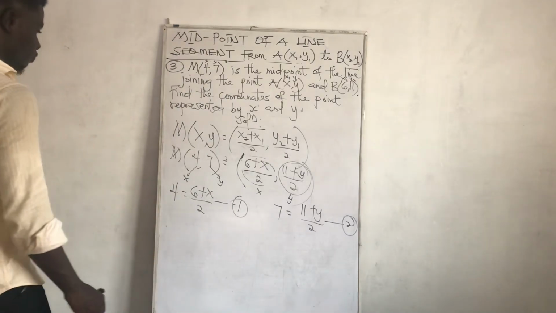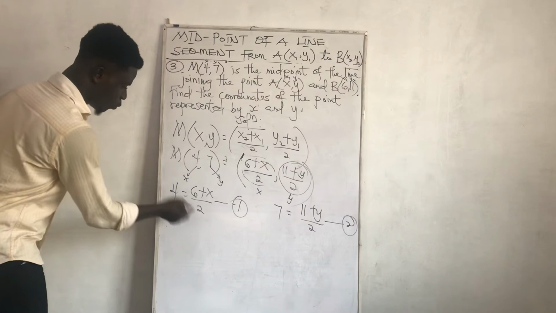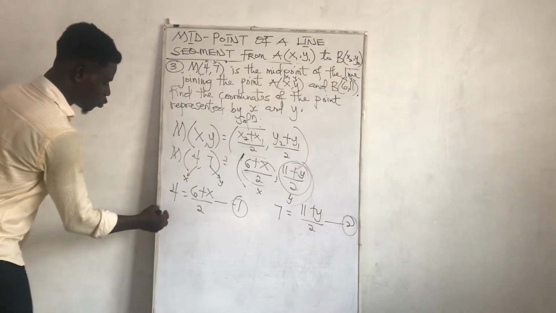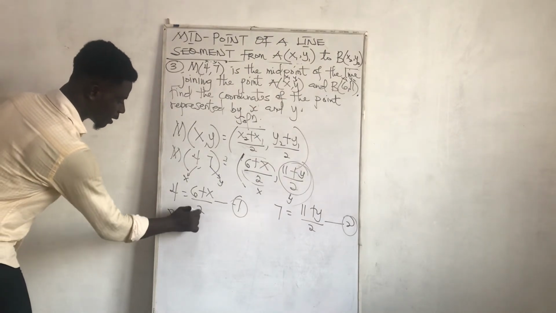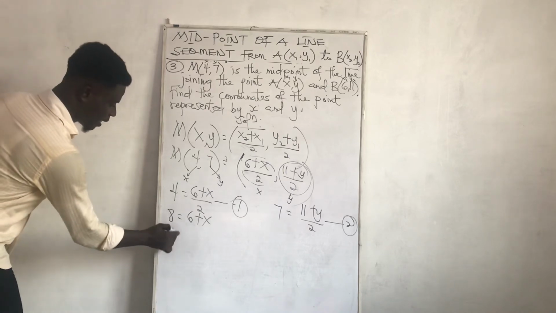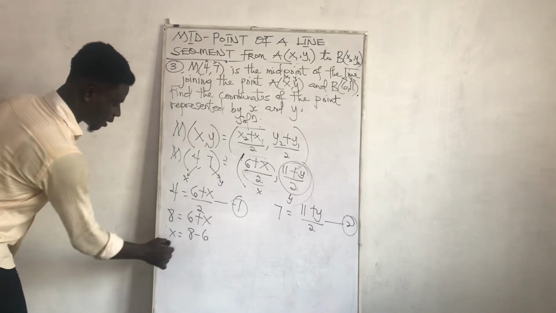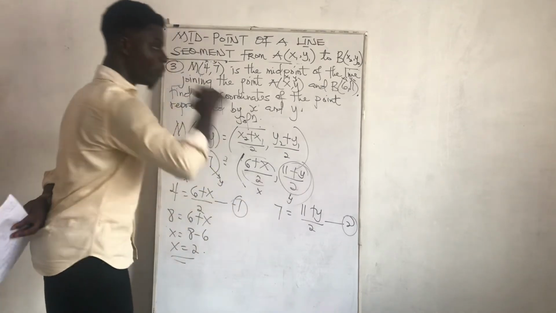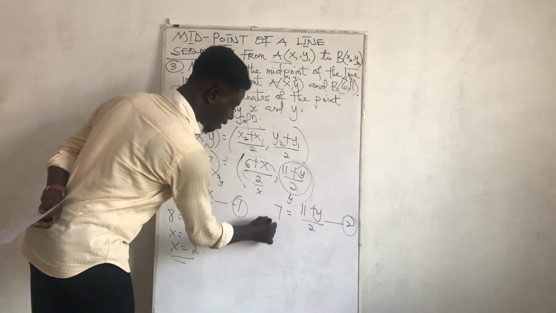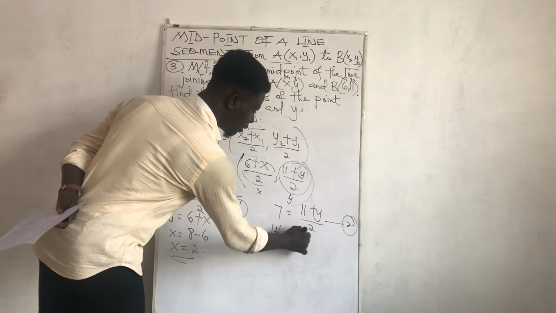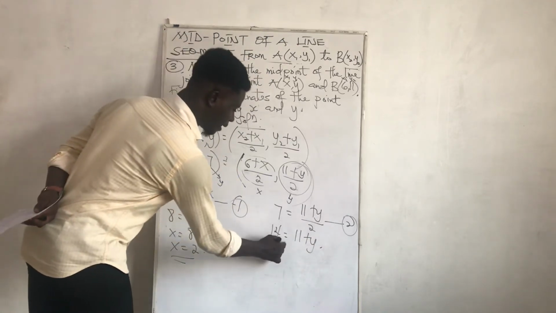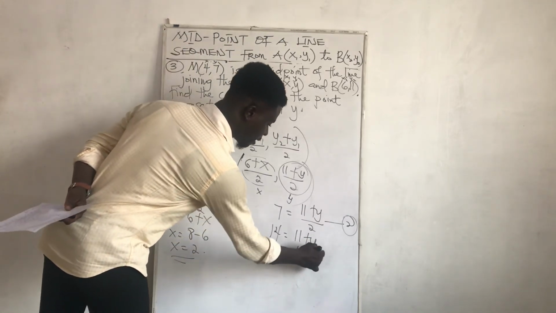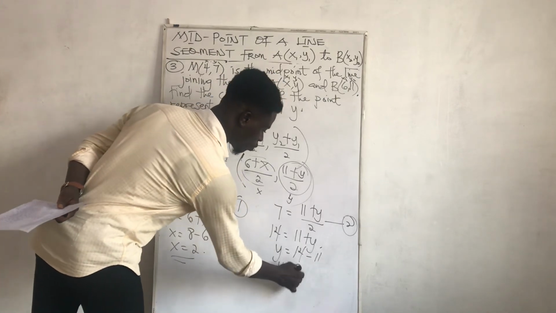So now we are finding x here. We multiply through by 2. So 2 times 4, which is 8, equals 6 plus x. So we can find x, which is equal to 8 minus 6. Then x equals 2. Then here we can multiply through by 2. So we have 2 times 7, which is 14, equals 11 plus y. Then we group like terms: y equals 14 minus 11. Then y equals 3.